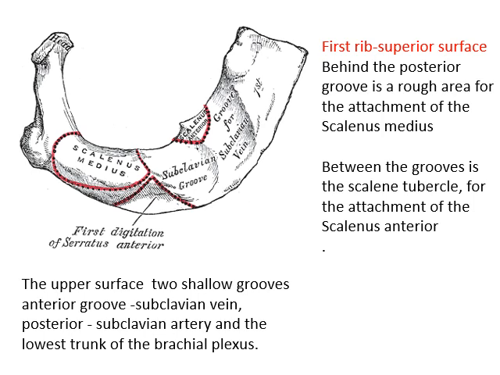Between the two subclavian grooves you will see a small tubercle, which is called the scalene tubercle, for the attachment of the scalenus anterior. So this is for scalenus medius, this is for scalenus anterior, and these are for the subclavian artery and vein. And there is also a small area here for the serratus anterior.